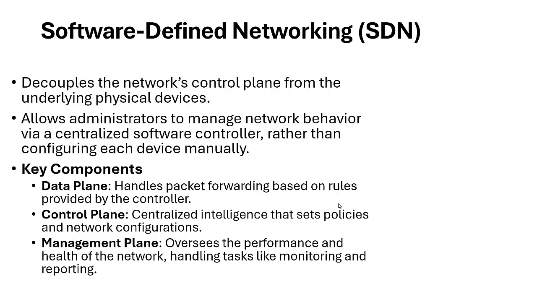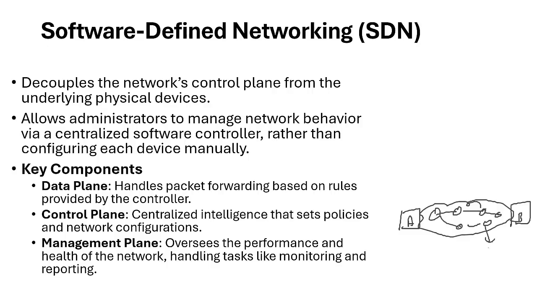So in SDN, we have a key component called the data plane, which is an infrastructure plane where we have physical routers and everything. Then we have a control plane with centralized intelligence that sets the policies and network configuration. And finally, we have a management plane, which is an administrative plane. So let me explain again. This is my system A, this is my system B, and this is my enterprise where we have our routers. This is basically called the data plane slash infrastructure plane. Then we have a controller here, that is called the control plane. And then we have a management plane, which is called the application plane.